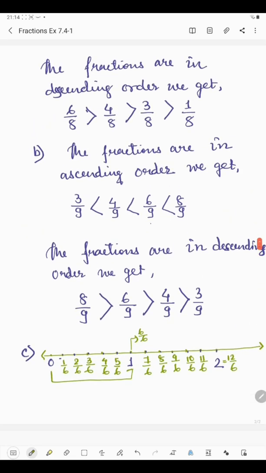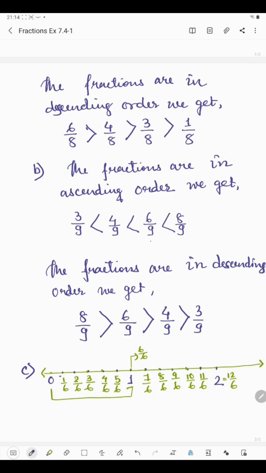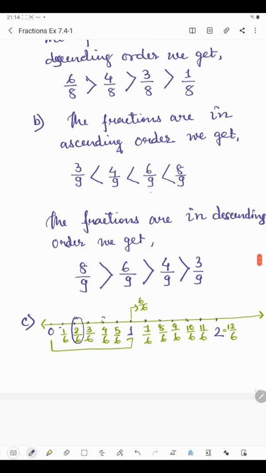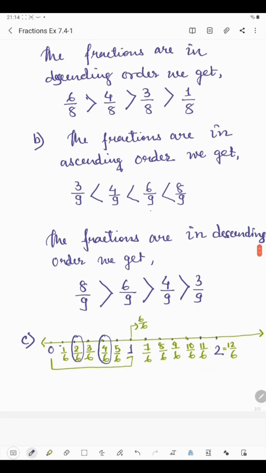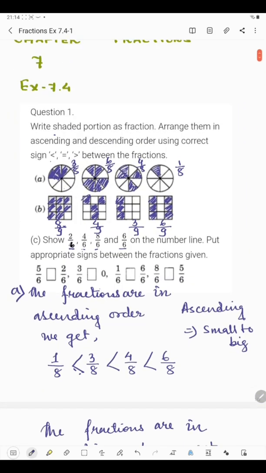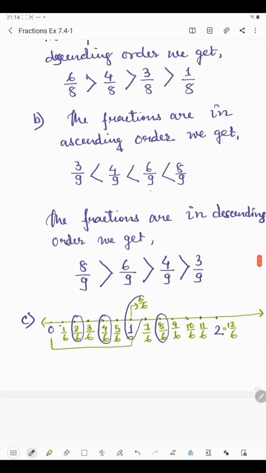Now what you have to represent on the number line? It's 2 by 6. So here is 2 by 6. Then 4 by 6 here, then 8 by 6 is here, and 6 by 6 is here. Okay. So this way we will have to represent the fractions on the number line.